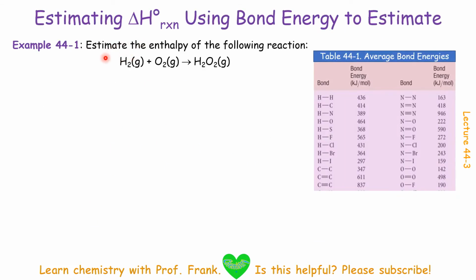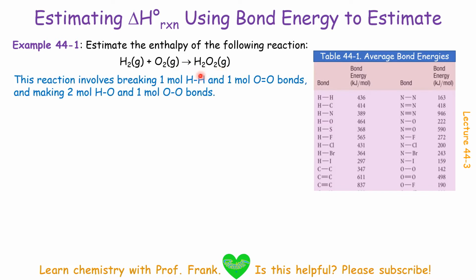Now let's work on the first example in lecture 44. We need to estimate the enthalpy of this reaction. Hydrogen reacting with oxygen forming peroxide. This reaction involves breaking 1 mole of H-H single bond and 1 mole of O=O double bond, and making 2 moles of H-O bond and 1 mole of O-O bond. You may get lost. Why 2 moles of H-O bond?